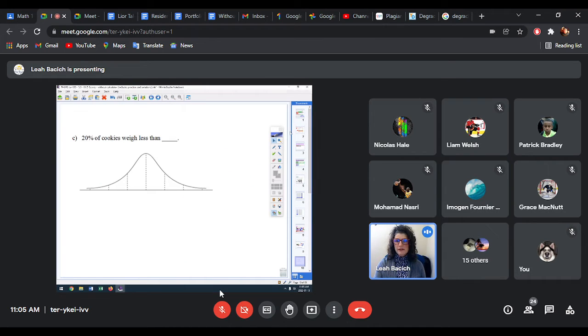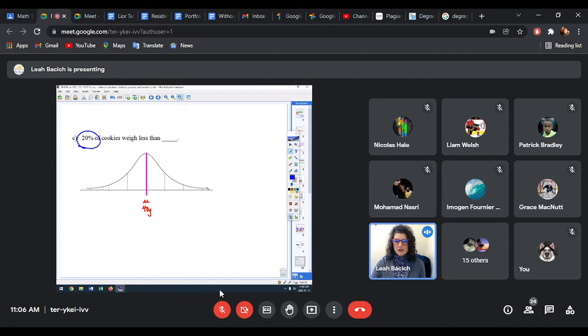Okay, same question. 20% of cookies weigh less than what? Okay, so this time I don't have my X value. I don't know what it is. I'm trying to find it. So we did a question yesterday where we talked about, I think it was the top 5% going to a school, I believe. Now, 20% of the cookies weigh less than a certain amount. So if you remember from yesterday, we actually converted that. That was helpful for us to get a Z score.